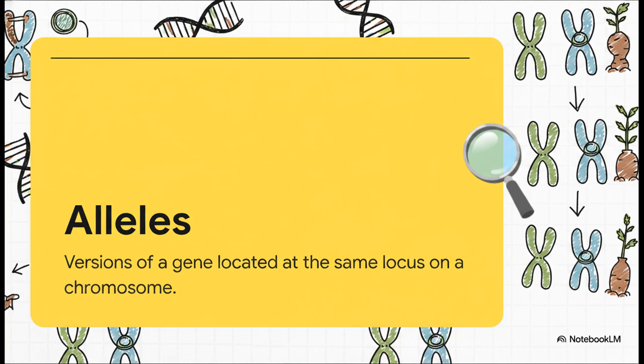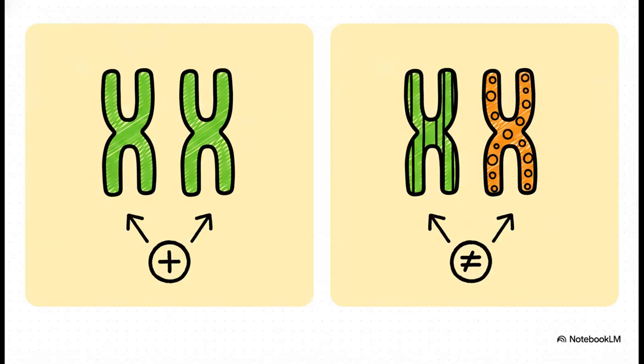They're basically two or more versions of a gene located at the exact same position, which we call a locus, on a chromosome pair. For example, if you have a gene determining a plant's height, you might have one allele coding for tall and a totally different allele coding for short. The really crucial part is how these alleles pair up in your genotype. If you happen to inherit identical alleles from both of your parents for a single trait, say two dominant alleles for tallness, capital T, you are what we call homozygous.